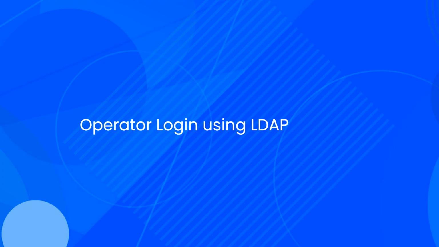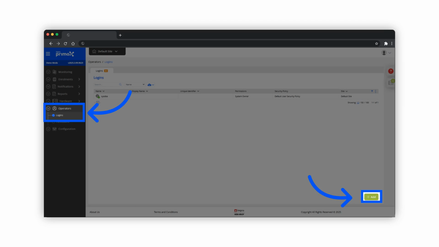Now that the LDAP account has been successfully configured in Primo, operators can be added using the directory service for authentication. This enables the operators to use the same login credentials that they use for other business applications. Navigate to Logins in the Operators menu and create a new operator login account for Carol.